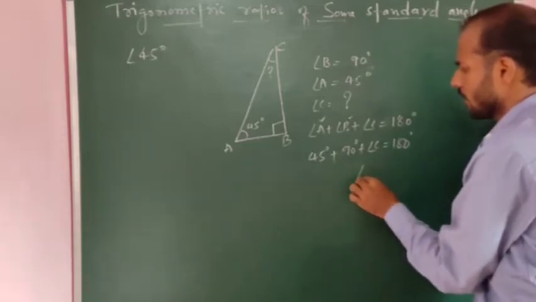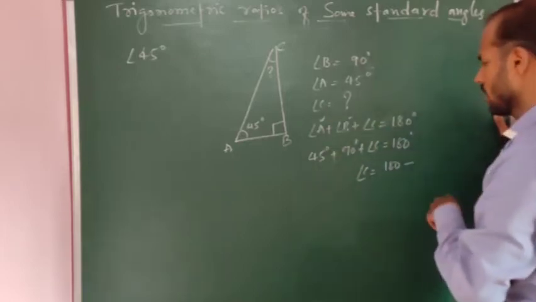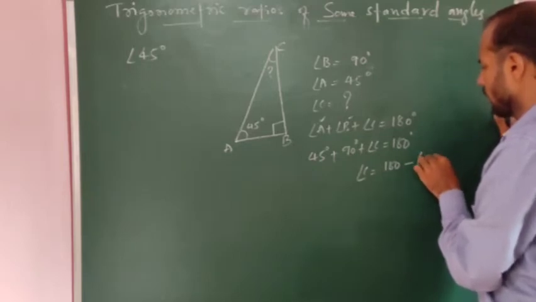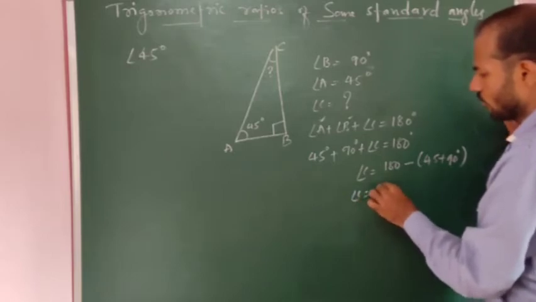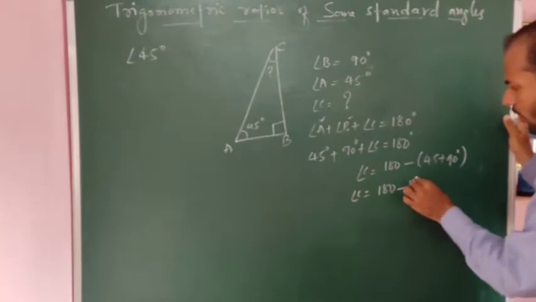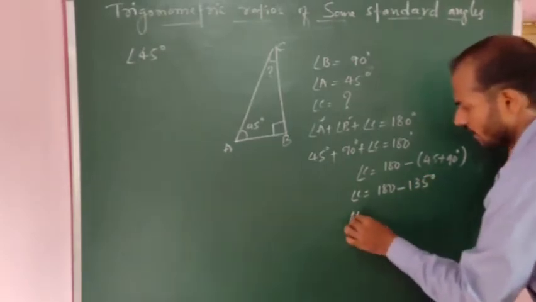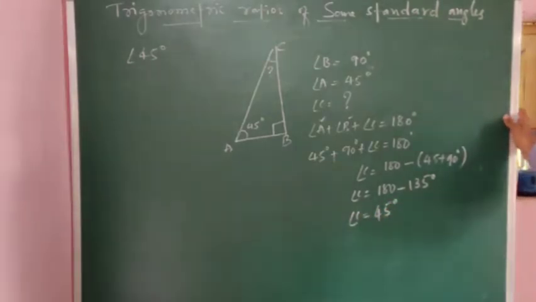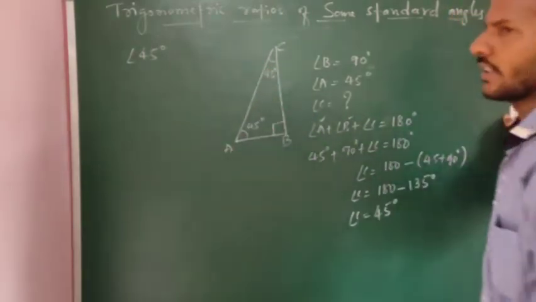Now angle C equals 180 minus, taking these two terms to the RHS, 180 minus (45 plus 90) degree. Therefore angle C equals 180 minus 135 degree. Now what do we get for angle C? 45 degree. Angle C is also 45 degree.